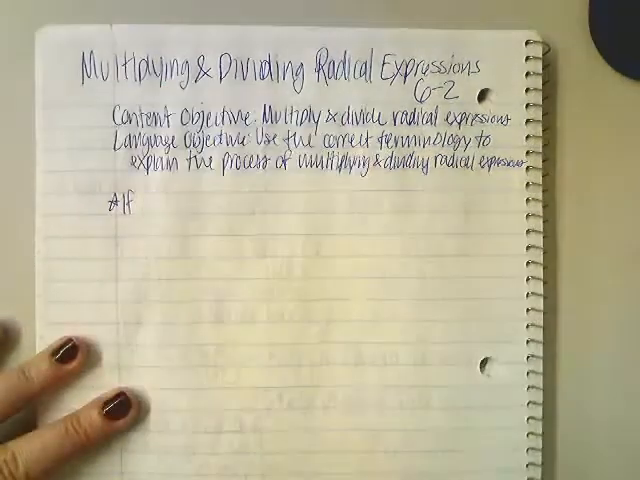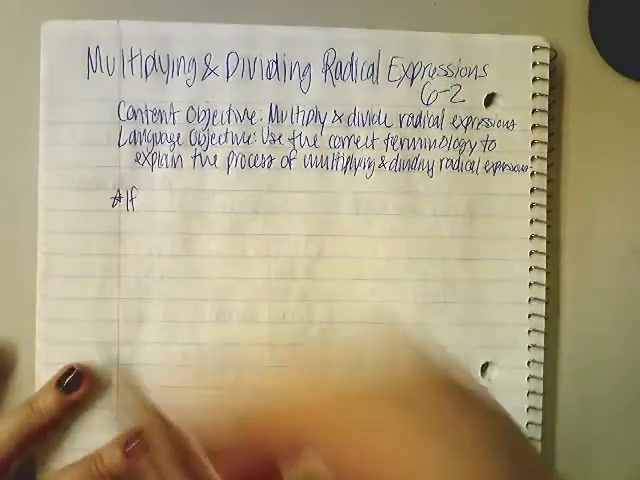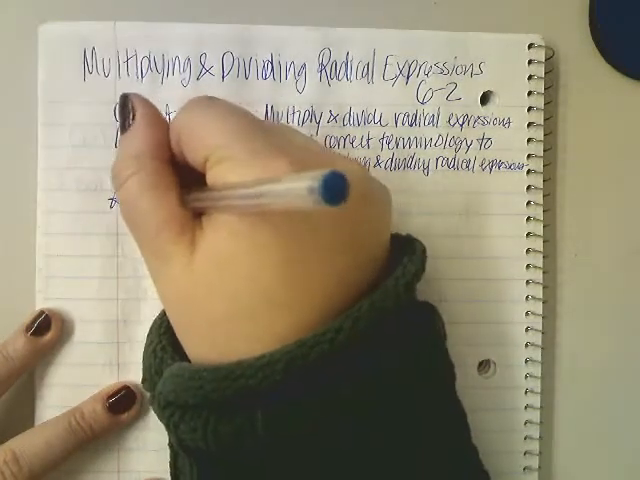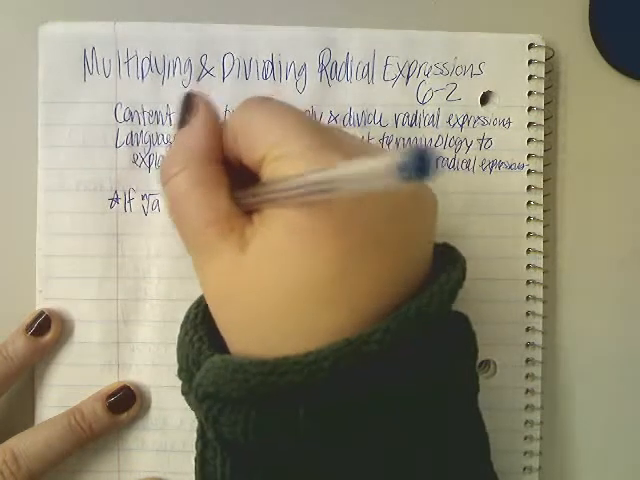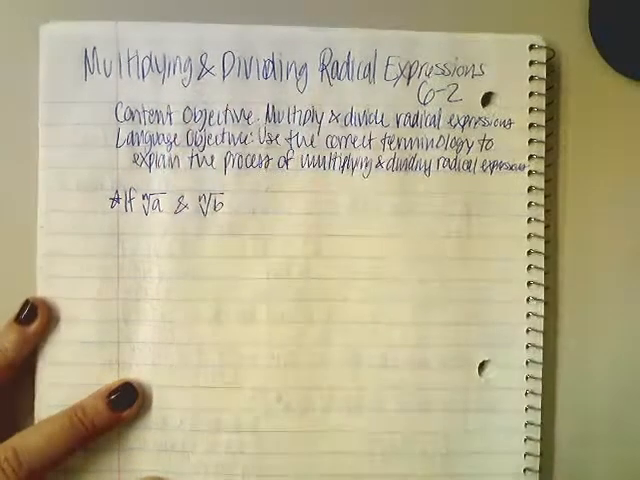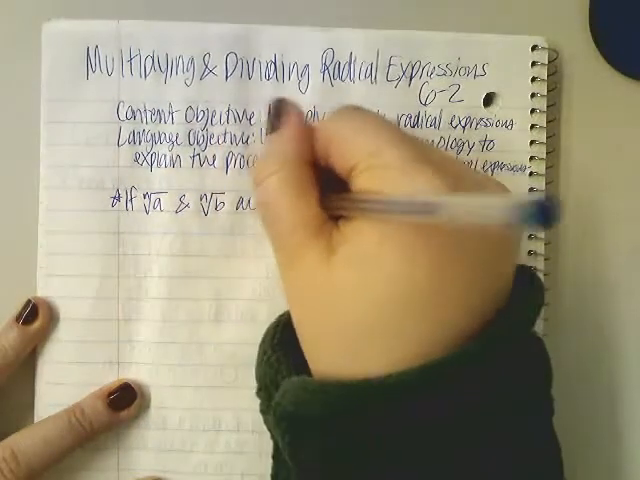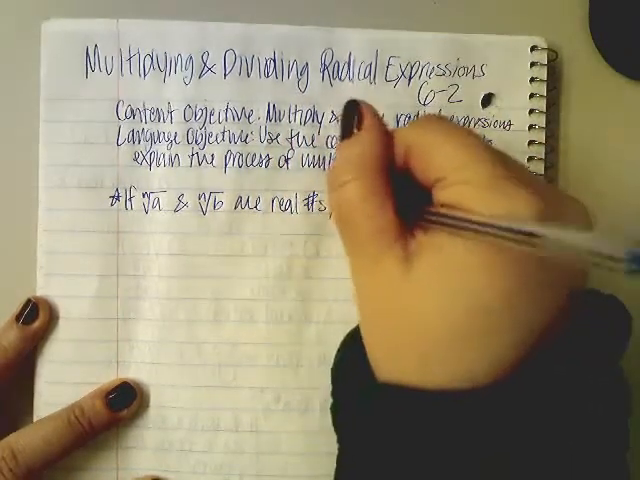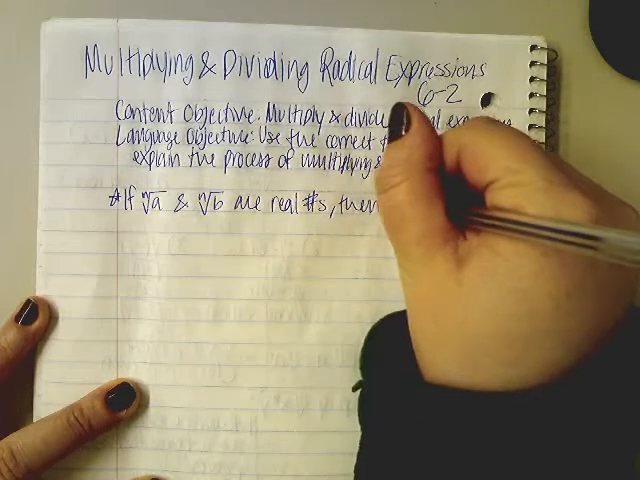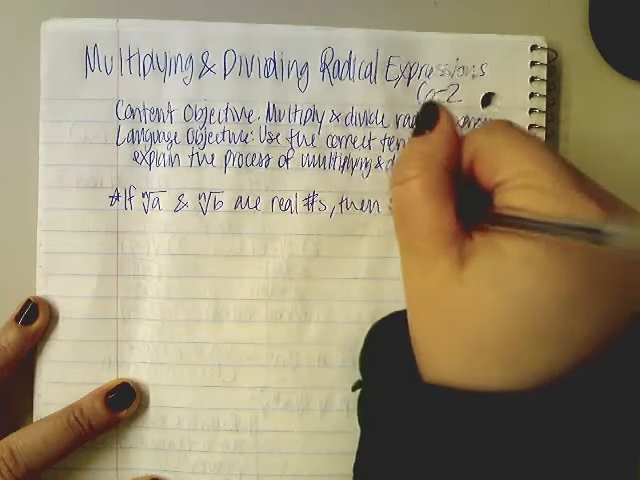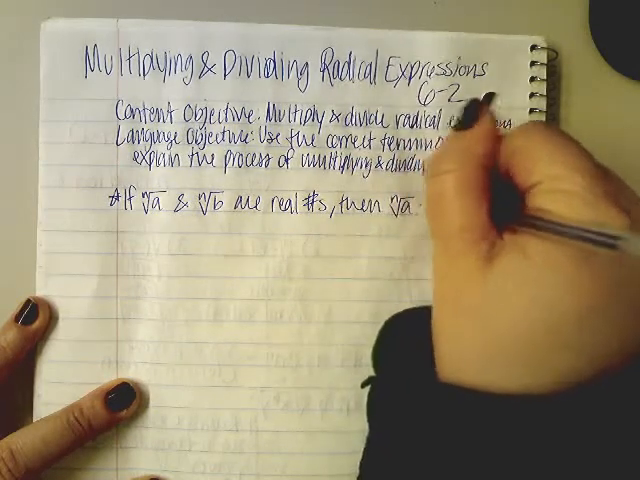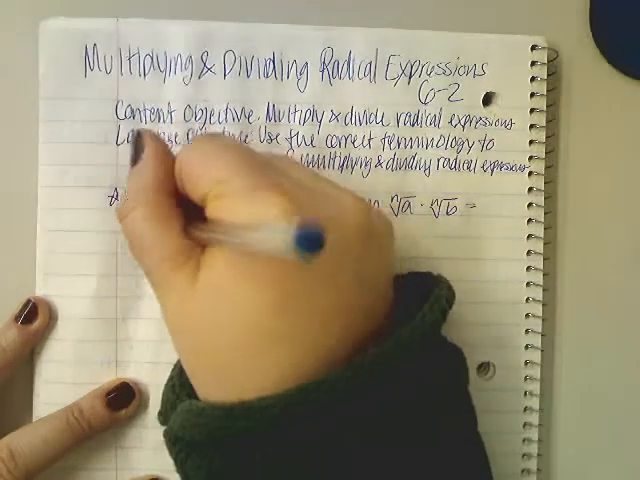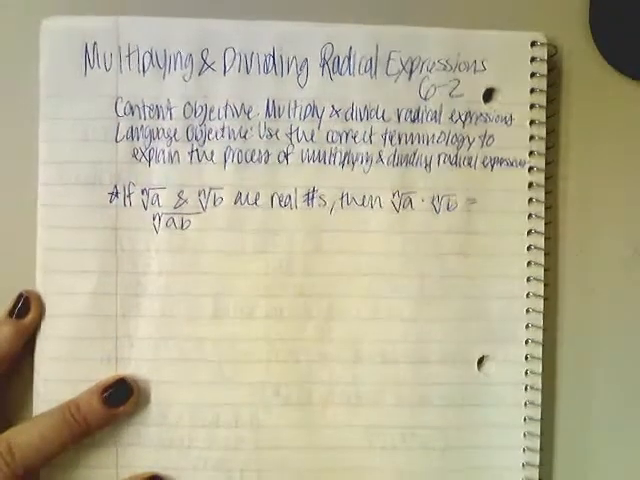defining one of our properties of multiplication for radicals. So if we have the nth root of A and the nth root of B, and they are real numbers, then we can multiply the nth root of A times the nth root of B, and we will get the nth root of A times B all under the same radical.